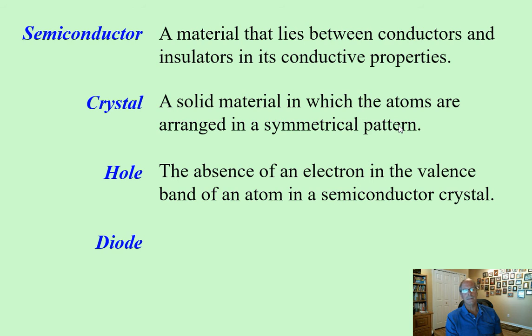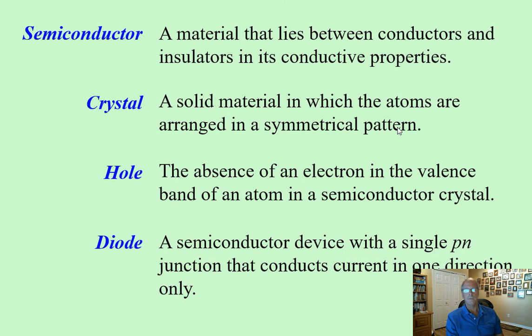A hole is basically a missing electron, so it results in a positive charge. Remember, electrons are negatively charged, so if you remove an electron, you end up with a positive ion. And a diode, this is what we just talked about, it's a single p-n junction that conducts current in just one direction, like a one-way valve.